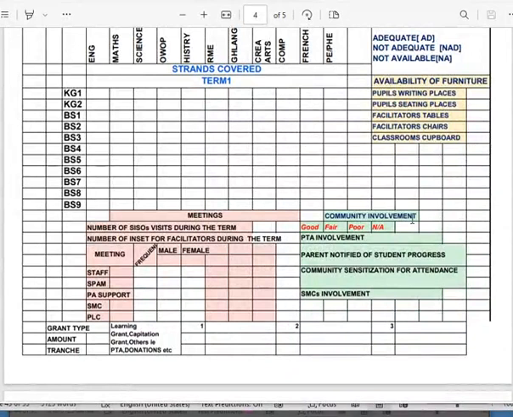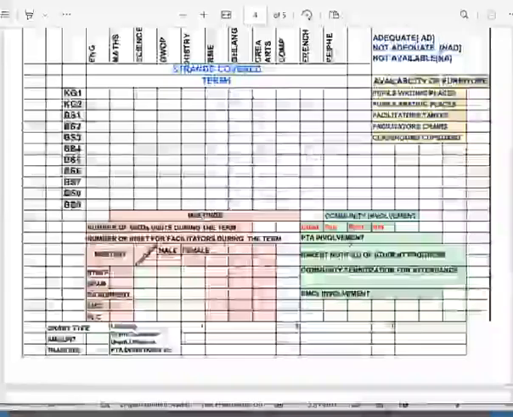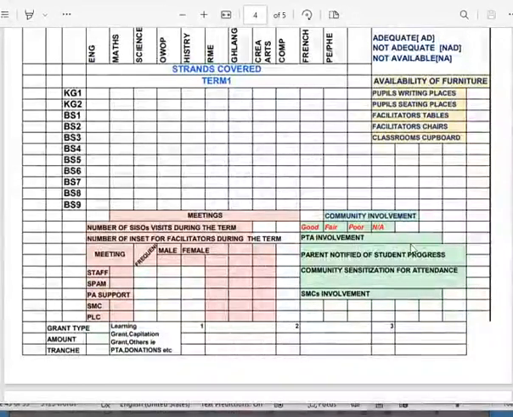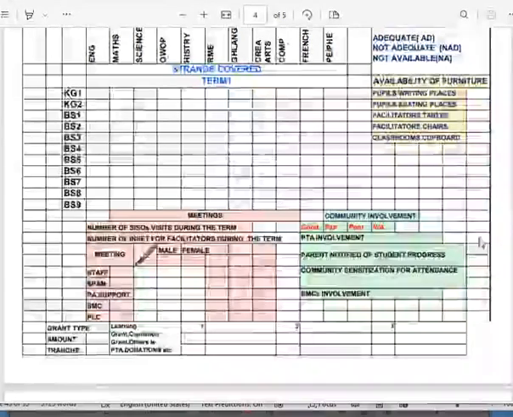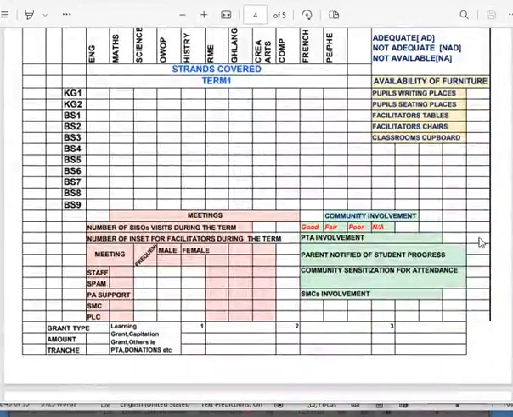Right, community involvement. So here we want to know whether PTA involvement was good, fair, or poor, or non-available. So if it is good, you input it here. If it is fair, you place it here. If it is poor. How are the parents involving themselves in the school activities, school affairs, and the management and support? Are they supporting the school?